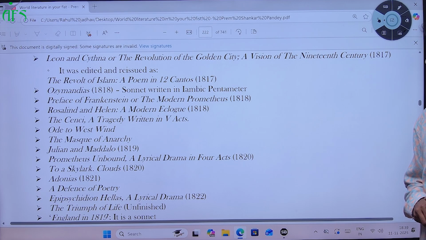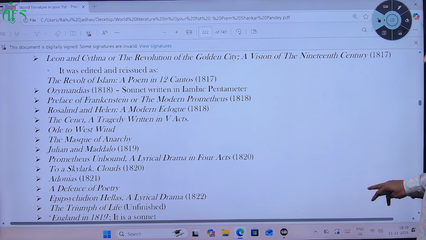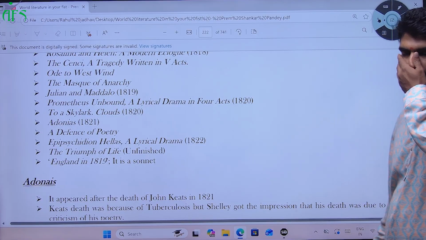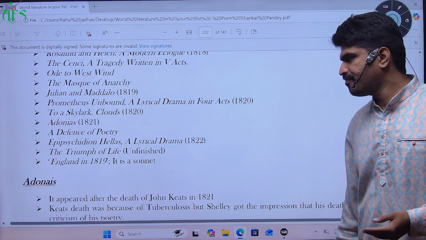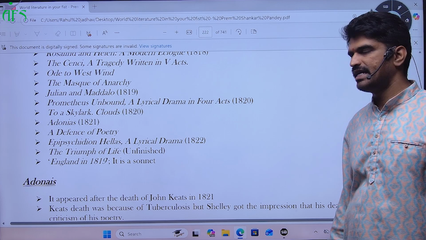Then Rosalind and Helen, a modern eclogue. Then Cenci, a tragedy written in 5 acts. Ode to West Wind, The Mask of Anarchy, Julian and Maddalo. Then Prometheus Unbound, a lyrical drama in 4 acts. Then To a Skylark, then Adonais, then A Defense of Poetry that he wrote, one of the prominent critical works by him. Then Epipsychion, Hellas, a lyrical drama, then Triumph of Life, and England in 1819. It is a sonnet.